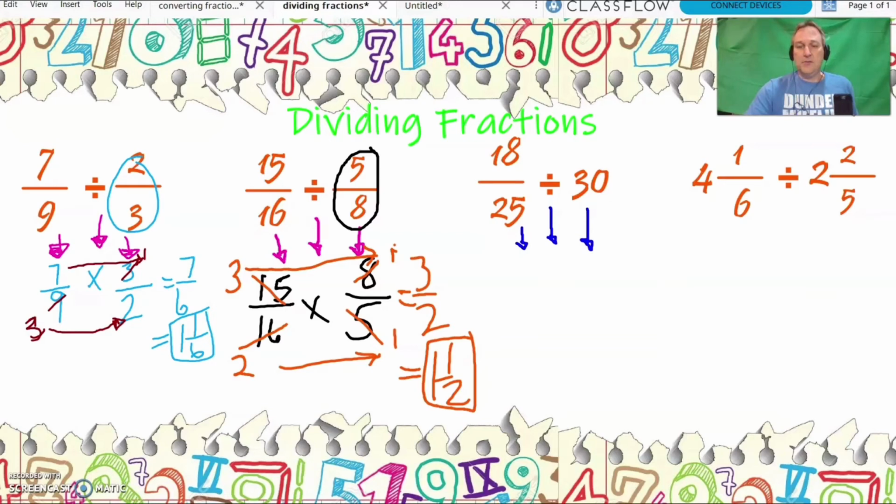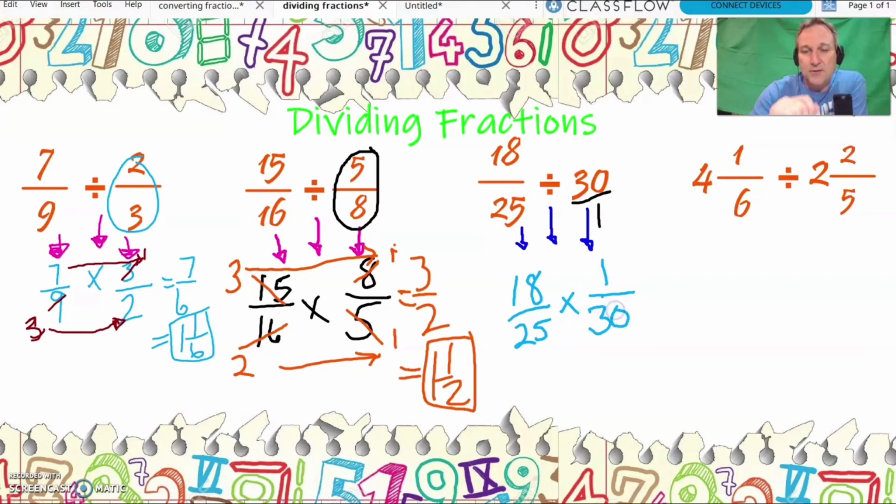18/25 times, we switch to times. And then we're just going to do this. Over here, we're going to put 30. I'm going to put that up here. You're going to turn 30 into a fraction by going 30 over 1. But then what do you have to do? You have to take the reciprocal of that number, right? So the reciprocal means we flip it, so it becomes 1/30th, okay?